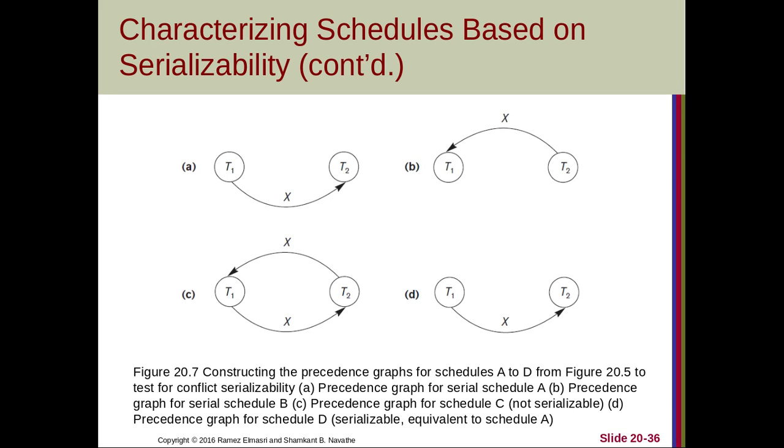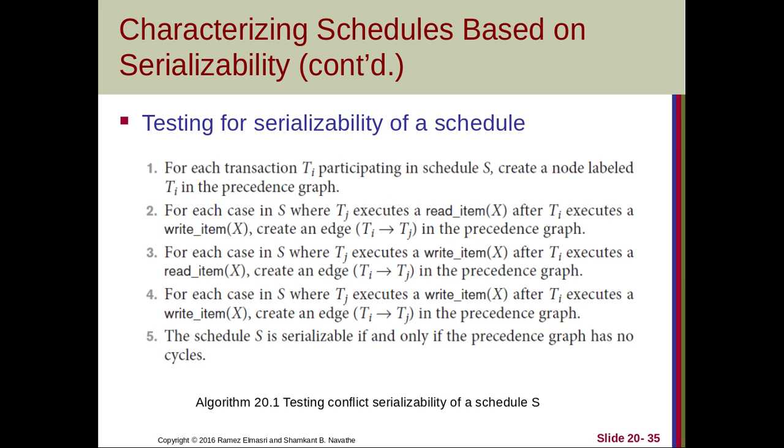That means for each transaction you should have a node. Each transaction is represented by a node. Then for each case in S where Tj executes a read item: if it is read and read, it is not conflicting, but read and write, write and read, write and write are. Two operations are said to be conflicting if they belong to two different transactions, they access the same data item, and the third condition is that one of them should be a write.